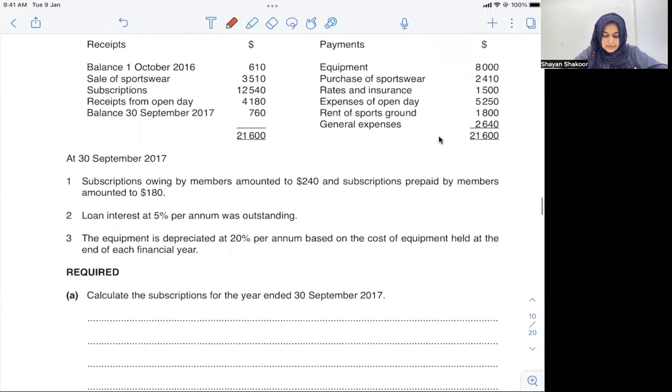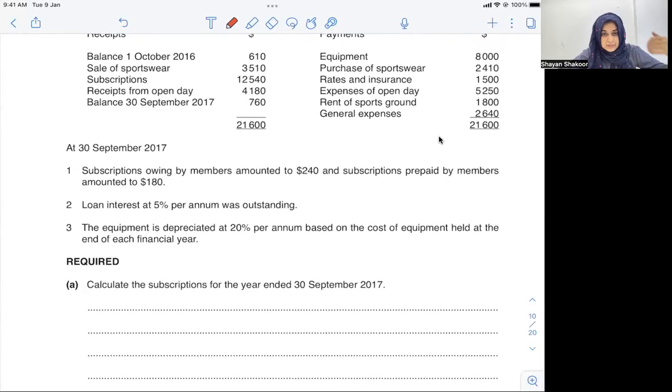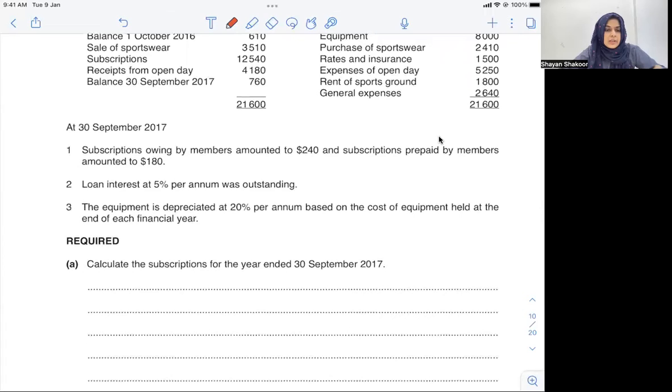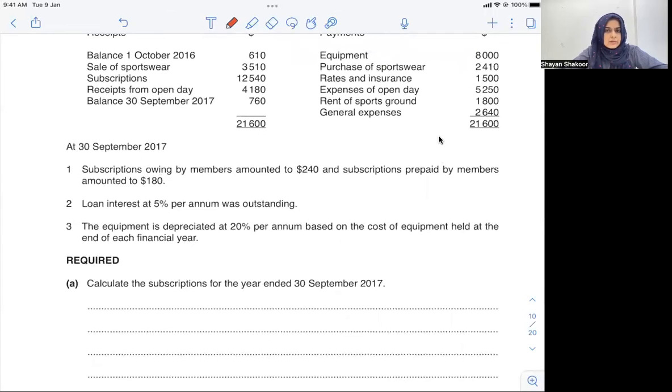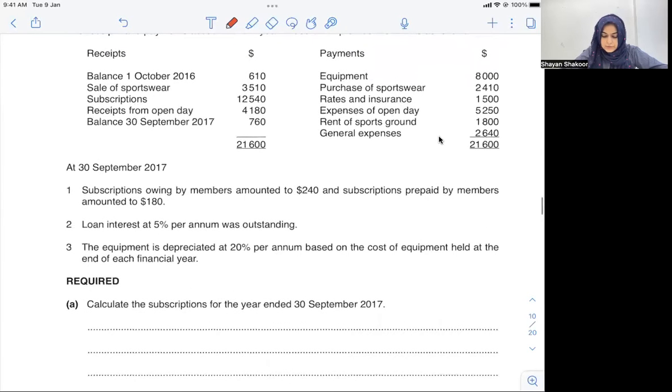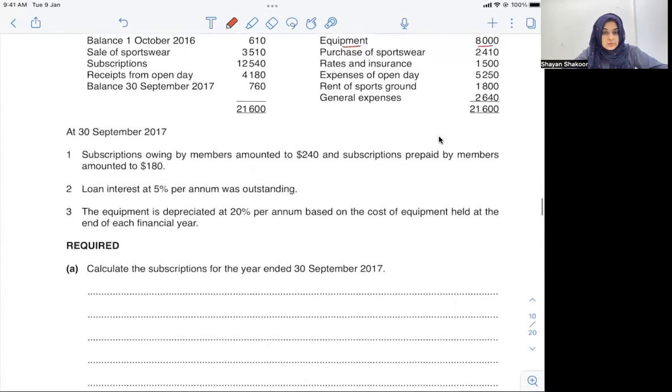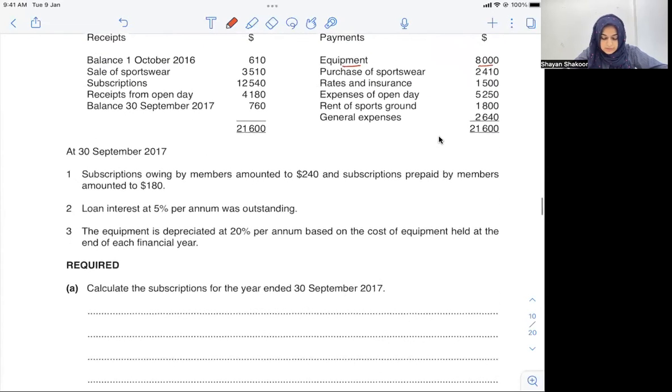We have subscriptions, that is 12,540. That is the money that we've received from members for this year. And then we have receipts from open day. So there is an event that the club has organized, that is an open day. So this is the money that we've received from the selling of tickets of the open day, and then we have expenses of open day. Then on the credit side, we've paid rent for the sports ground. We paid general expenses. We've bought a new equipment that is for 8,000. We've paid for rates and insurance. So we'll use all of these for the income and expenditure account.